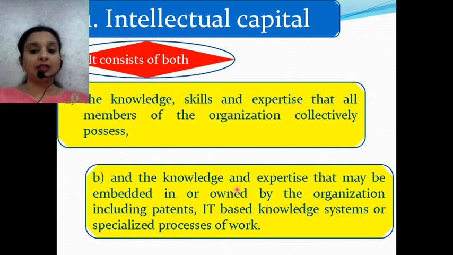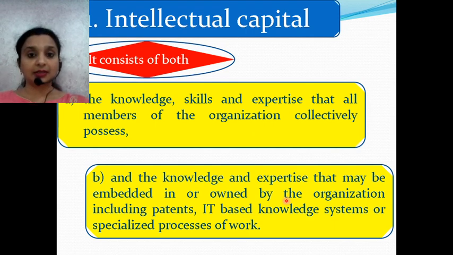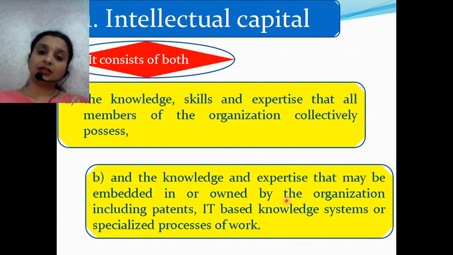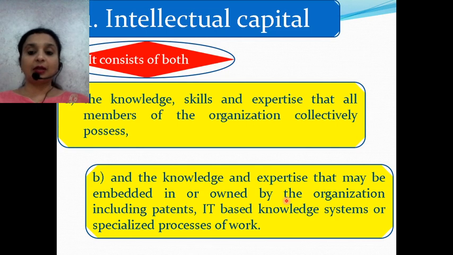Secondly, the knowledge and expertise that may be embedded in or owned by the organization, including patents, copyrights, any IP-based knowledge system or any specialized process of work. Like अगर आपकी organization की कोई USP है, like आपके पास कोई competitive edge है in the processing और कोई कुछ ऐसा आपने knowledge system develop किया है IT based जो आपकी स्पेशलिटी है, आपको दूसरी ऑर्गेनाइजेशन से अलग करता है, so that is part of your intellectual capital and it is very important to have these things in the organization.